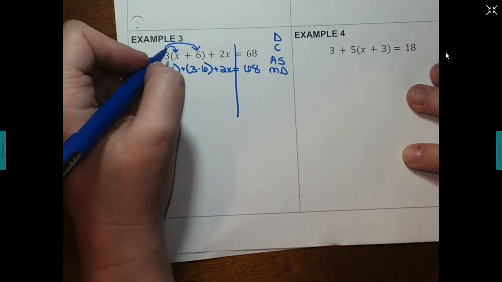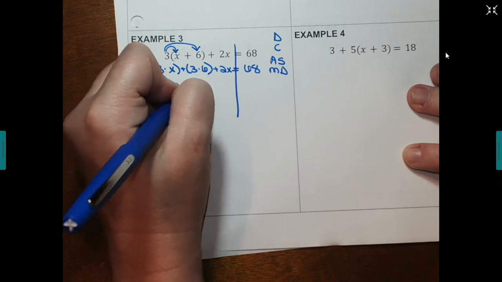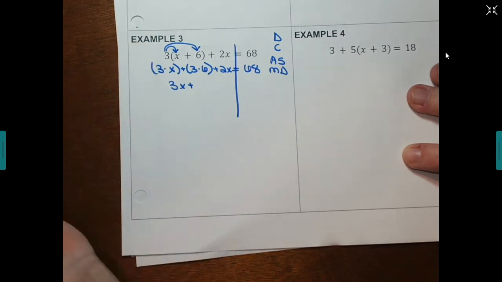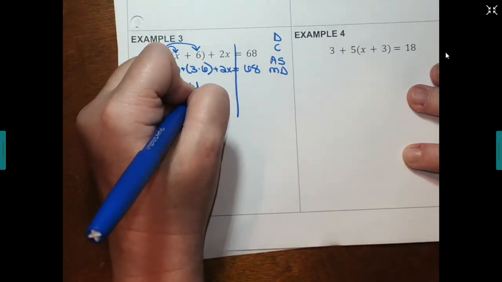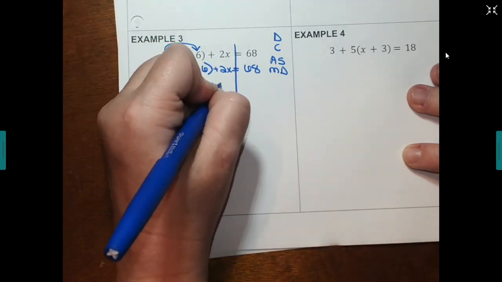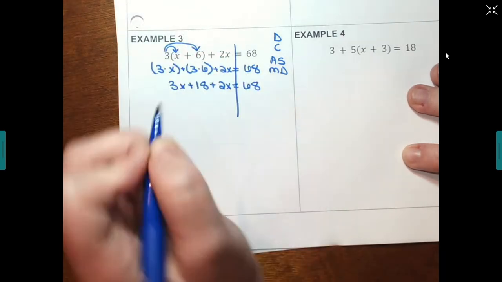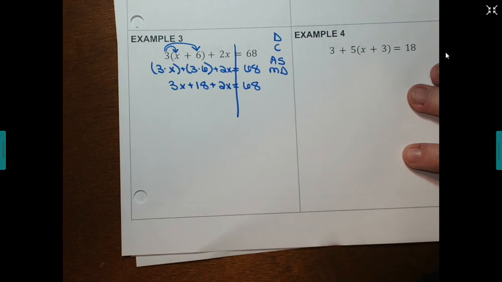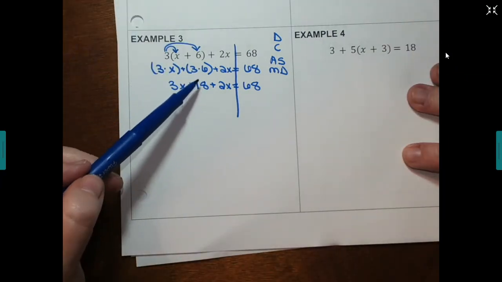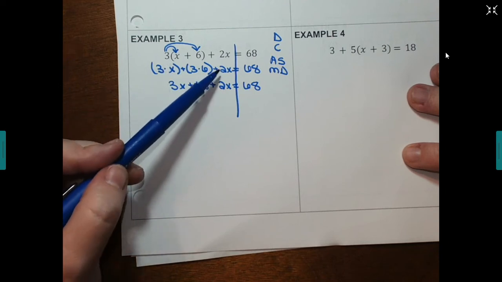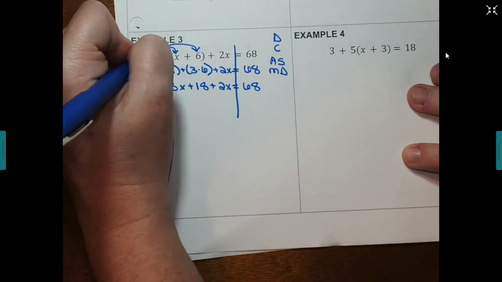Okay? So my 3 times x turns into 3x plus 3 times 6 is a great moment for Desmos if you don't know it off the top of your head. 18 plus 2x equals 68. So my 3 times x turned into 3x, my 3 times 6 turned into 18, and my 2x stayed the same. So now I have distributed.